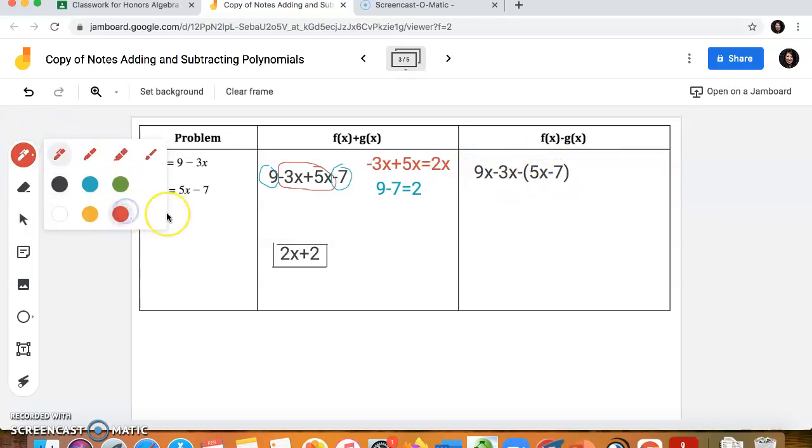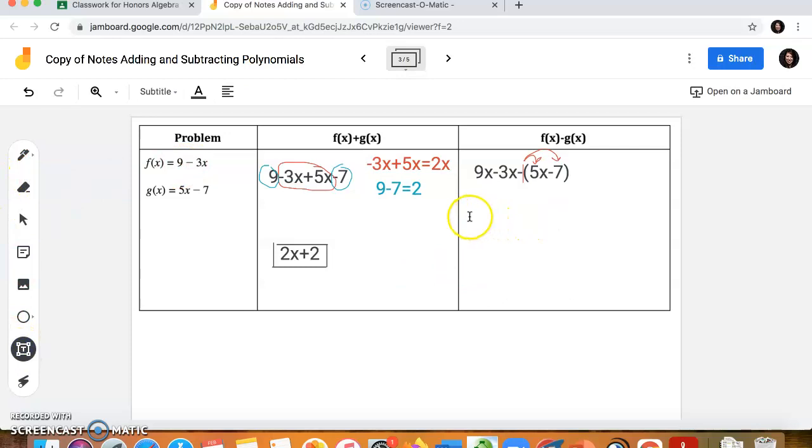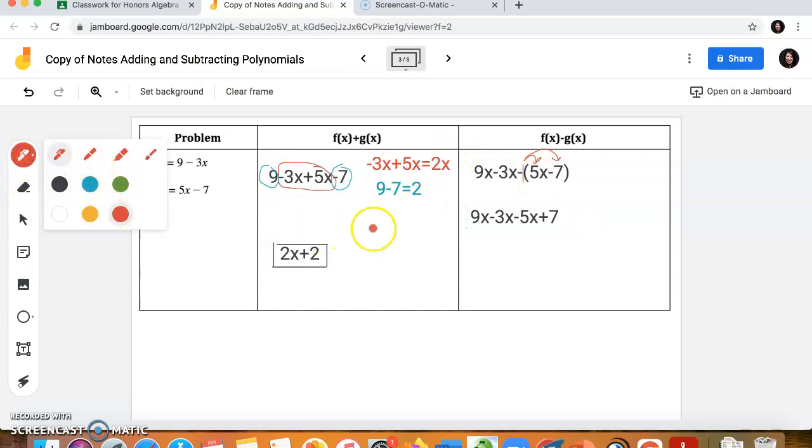And what we're really doing here is we're going to be distributing that negative to both the 5x and the negative 7. So what I like to do is I like to put a 1 in front of it, and then you're using the distributive property. You're taking that negative 1 times your 5x and your negative 1 times your negative 7. So the 9 and the negative 3x will stay the same. But negative 1 times a positive 5x is a negative 5x. And then negative 1 times a negative 7 is a positive 7. And so you just have to make sure that you distribute that negative to both the 5x and the negative 7. Once you do that, then you are ready to combine like terms.